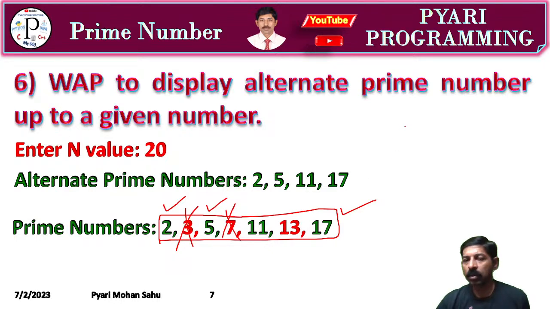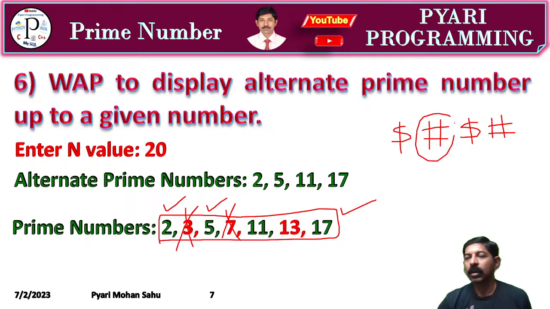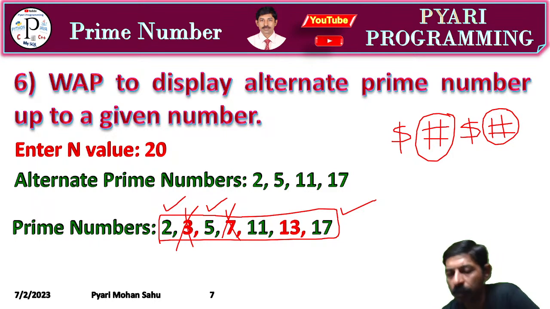Now think about it, I need to display dollar. Next I need to print hash. Next I need to print dollar. Next I need to print hash. This is the alternate pattern that we did. Now it is saying that don't display it. It says that don't display it. I think the 9th class candidates are not available. For them, I did a program like this, not to display in alternate pattern.